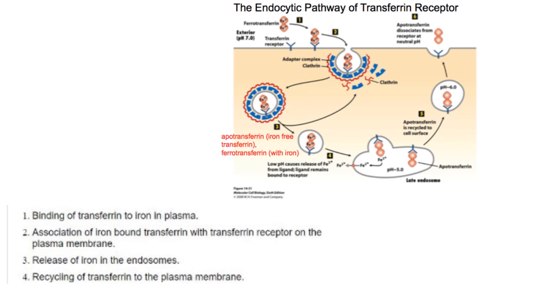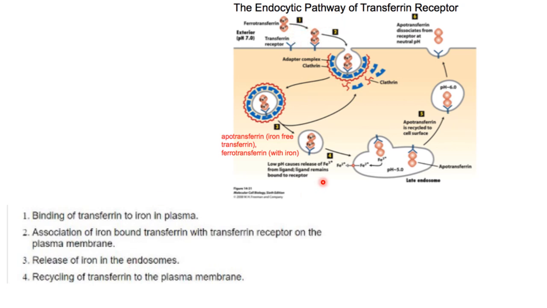So this is it. Binding of transferrin to plasma membrane takes place outside of the cell. Then association of iron bound transferrin with transferrin receptor on the plasma membrane, again outside of the cell.